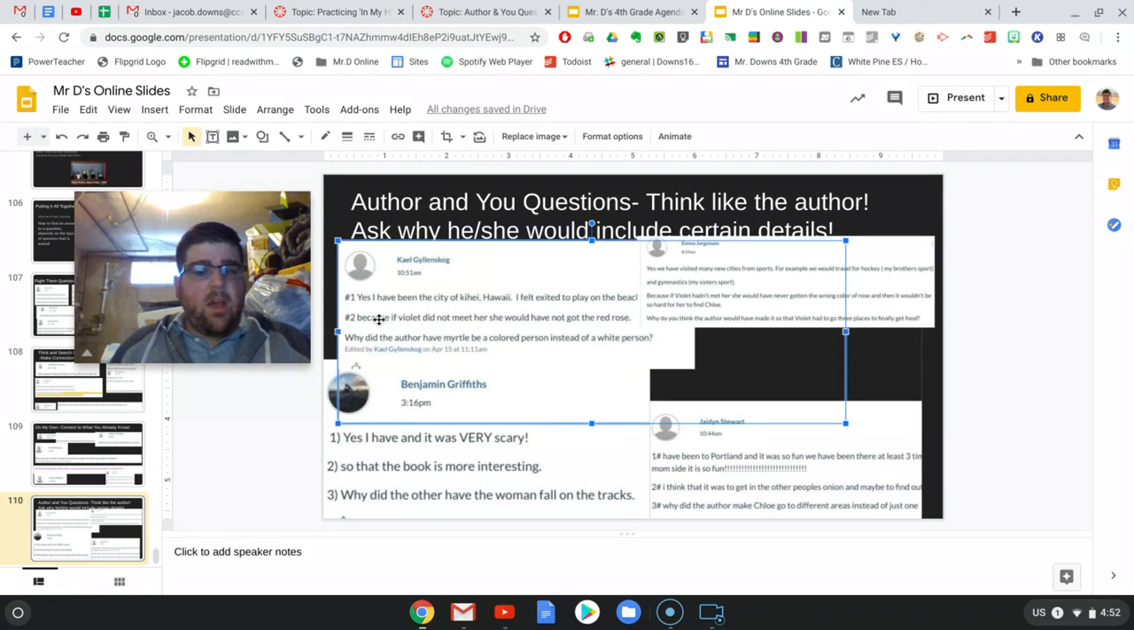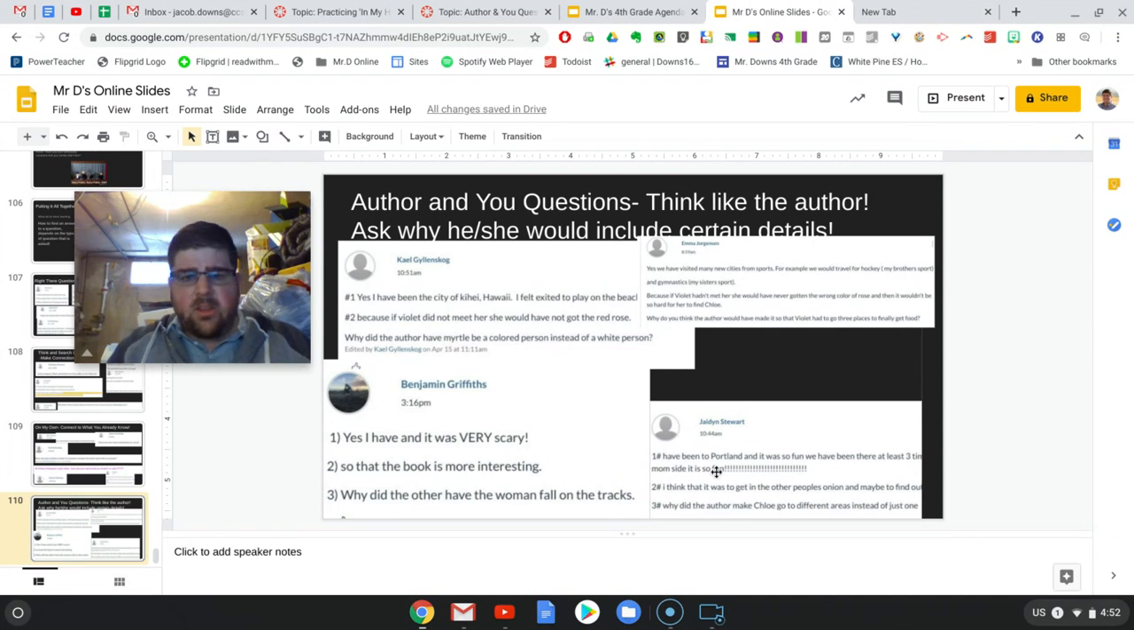Kale asked, why did the author have Myrtle be a colored person instead of a white person? Kale, that's a great question, because again, that was a specific choice by the author. And so when we get into the author's shoes and ask why the author would include that, then we can see a more nuanced view, or a more complete view, of what's going on in the text. So Kale, great question there.